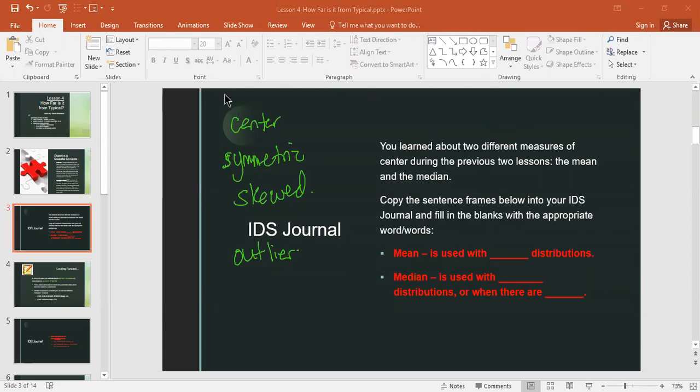Okay, David, go ahead and complete the statement about the mean. Okay, so for mean, I put is used with symmetric distributions. Very good. The mean is used with symmetric distributions. Absolutely. So over here we have symmetric.